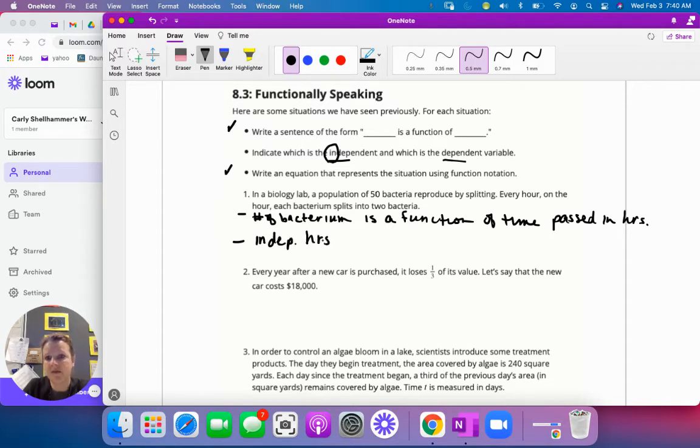is the number of hours. Time is always the independent one. You think about independence, that's you're making your own way, you're doing your own thing. That's time. Time doesn't stop for anyone. It does its own thing. It's very independent. And then our dependent is the number of bacteria.